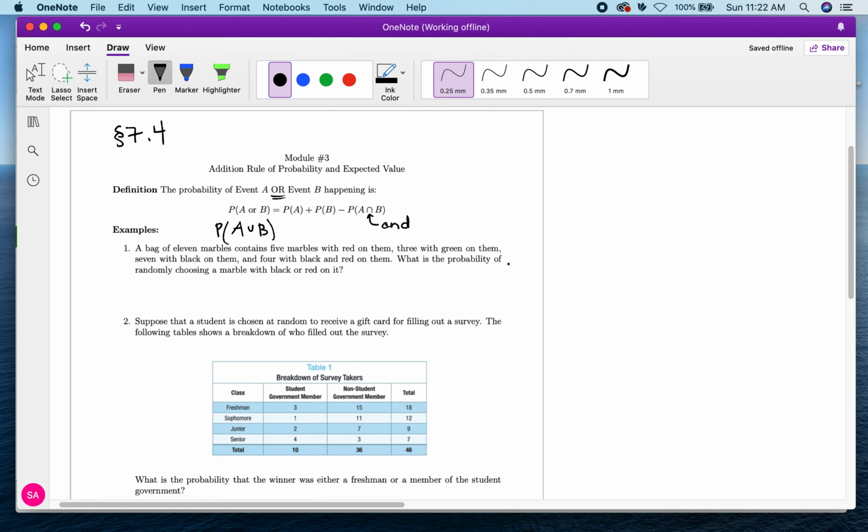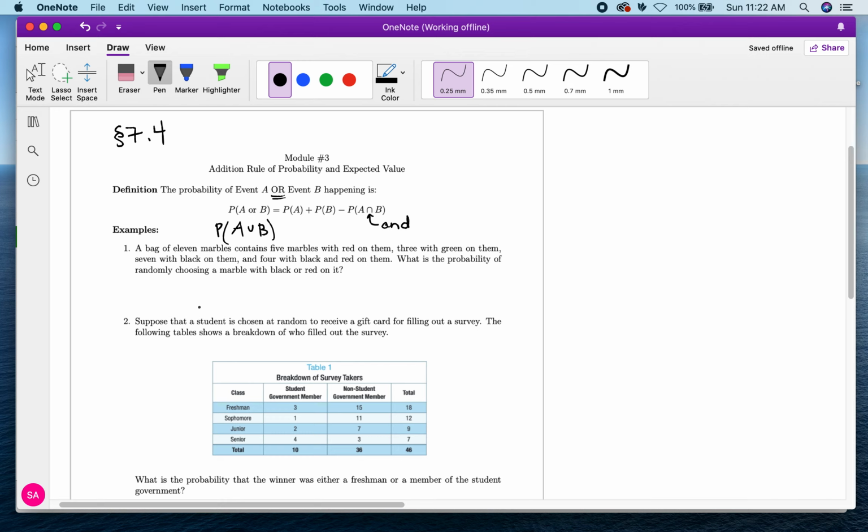So anytime we want to figure out the probability of something happening or another thing happening, that doesn't mean they both have to happen at the same time. It could be one or the other. This is the formula that we'll follow. We add the probability of each individual thing, but we have to take away the probability of those two events happening together at the same time. And then that will give us the probability of either event happening.